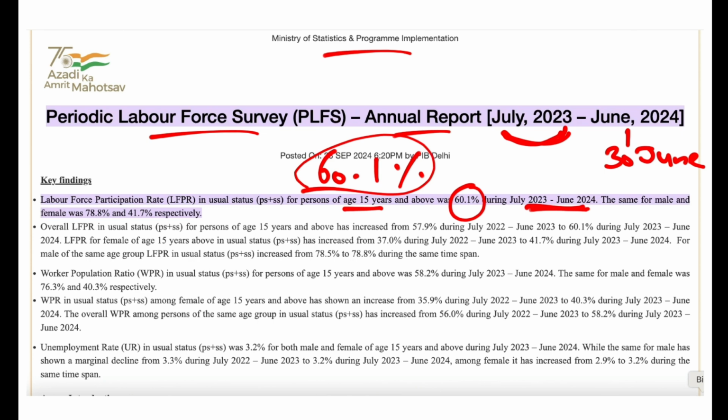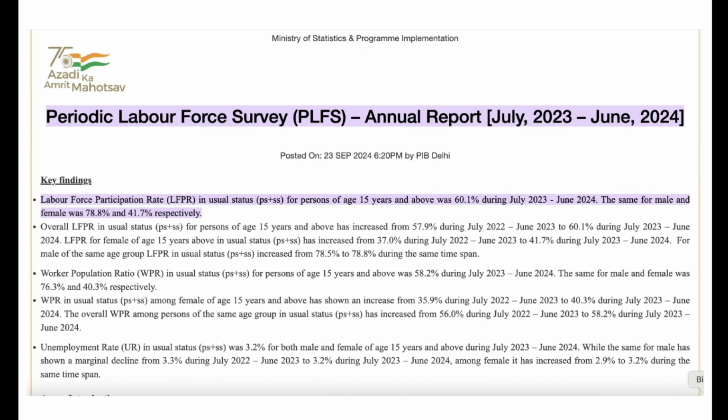60.1%, which means what? It means that if there are 100 people in our population, for every 100 people, 60 people are either working or searching for job. So 60.1, that was the labor force participation rate, which means out of every 100 people in the population above 15 years, right? So out of every 100 people above the age of 15 years, 60 people are working and 40 are not working. They are not working and they are not wanting to work also. So 60 is the labor force participation rate.